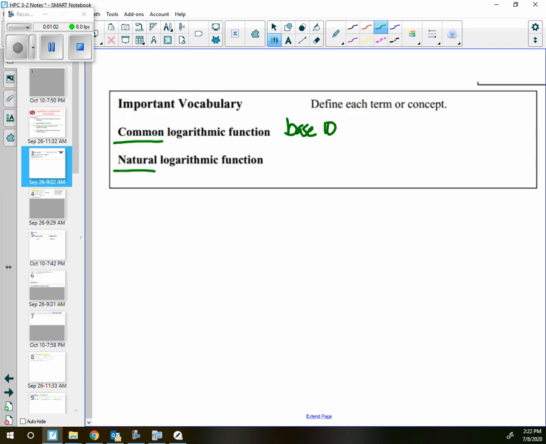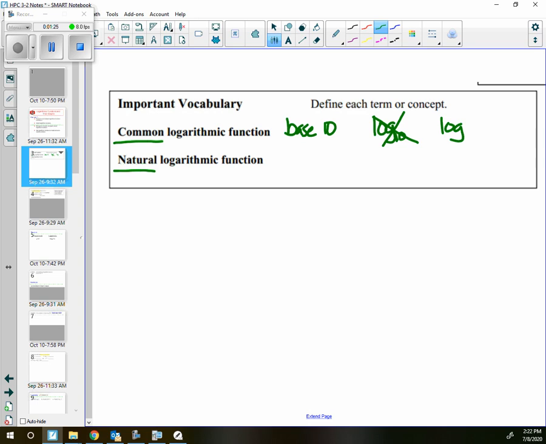So it's a base 10. When you write them, normally we write log as our abbreviation, then we have a little subscript. Normally that would be a 10 if it was a base 10 log, but because it is so common, they don't do this. They just write log usually, and they are assuming that you know that that operation is base 10. So make that assumption when you see just log.